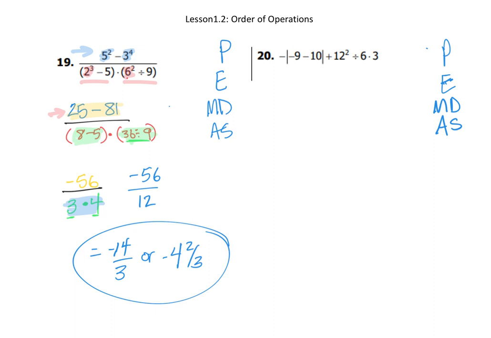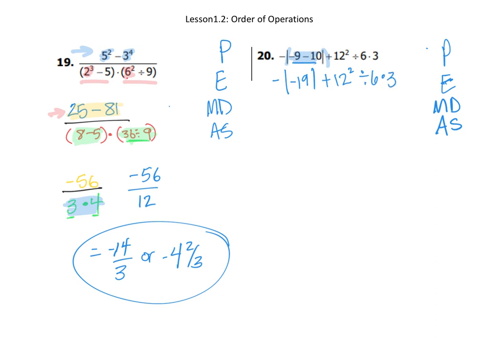All right, so I am looking, do I have any grouping symbols? And again, I have absolute value, which is a grouping symbol, so I need to do what's inside of there first. And I'm going to rewrite that. Okay, I have negative absolute value of negative 9 minus 10, which is negative 19, plus 12 squared divided by 6 times 3.